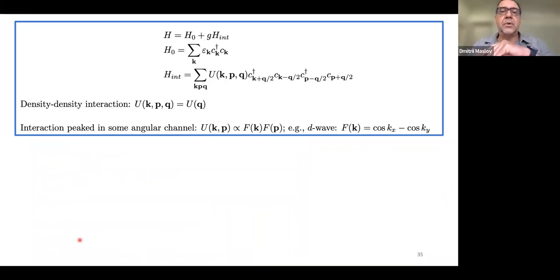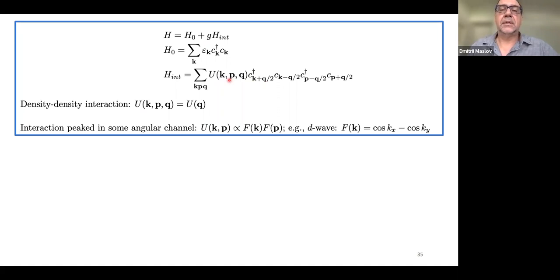So the model which I'm going to consider is pretty generic. I will have the Hamiltonian, which contains some band with arbitrary dispersion. Then I will write the interaction as some general function of k, p, and q times the usual four-fermionic form.